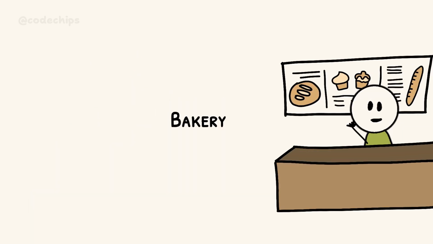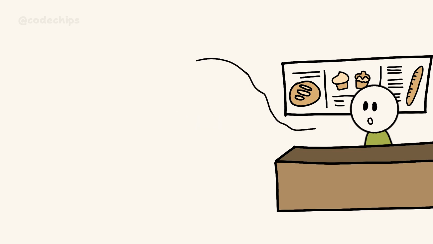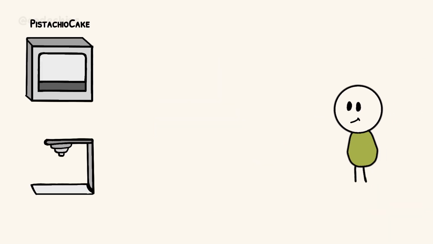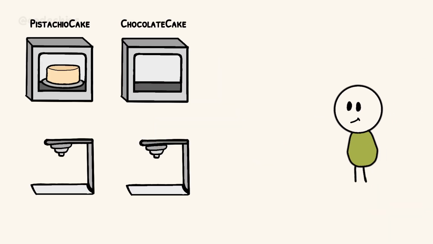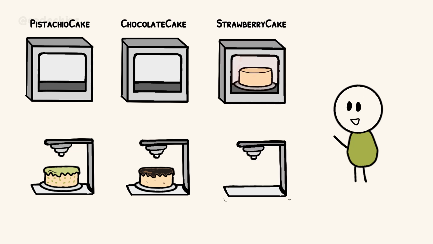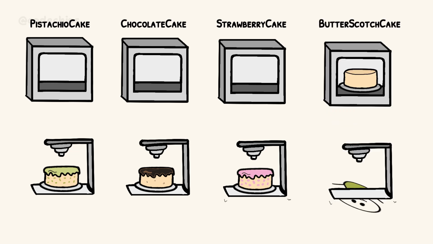Tom owns a bakery and today he's got 2 special orders: 1 pistachio cream cake and 1 chocolate cream cake. So he sets up 2 cake machines, one that bakes a sponge cake and adds pistachio cream and another that bakes a sponge cake and adds chocolate cream. If the customer wants a new flavor later, no problem. Just add another machine the same way. Want another one? Just set up another machine.